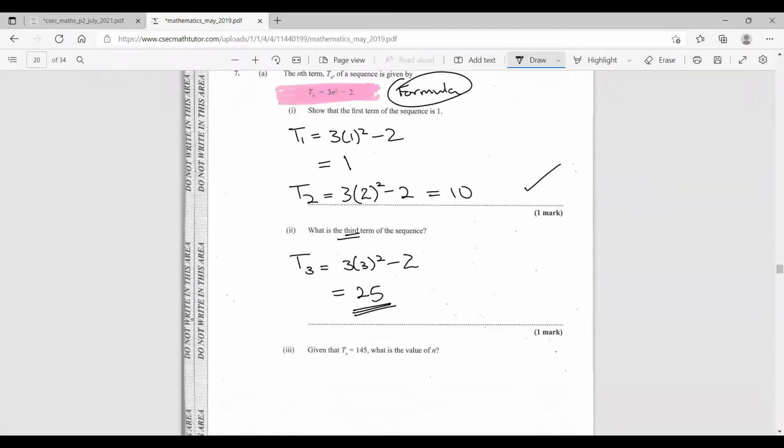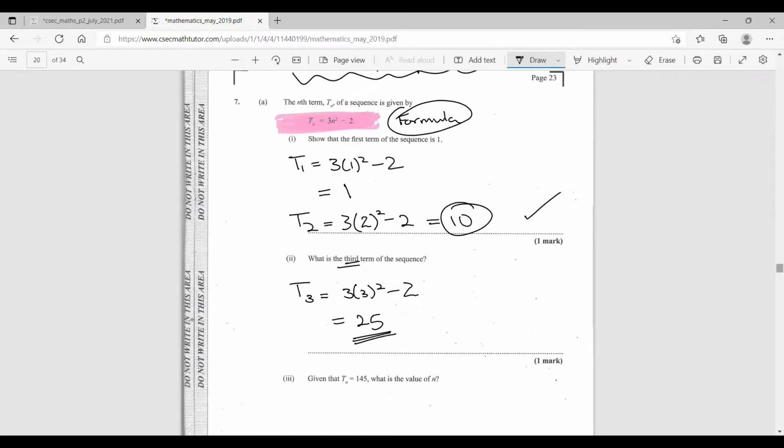So what is the third term of the sequence? So this is the second term. The third term would be T3 is equal to 3 by 3 squared minus 2, which gives us 3 by 9, which is 27. 27 minus 2 is 25. This is the third term. We're good?